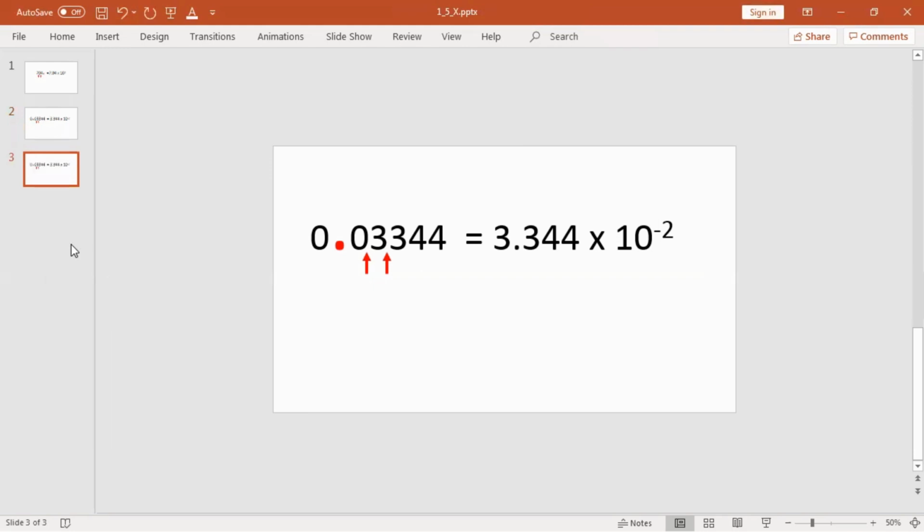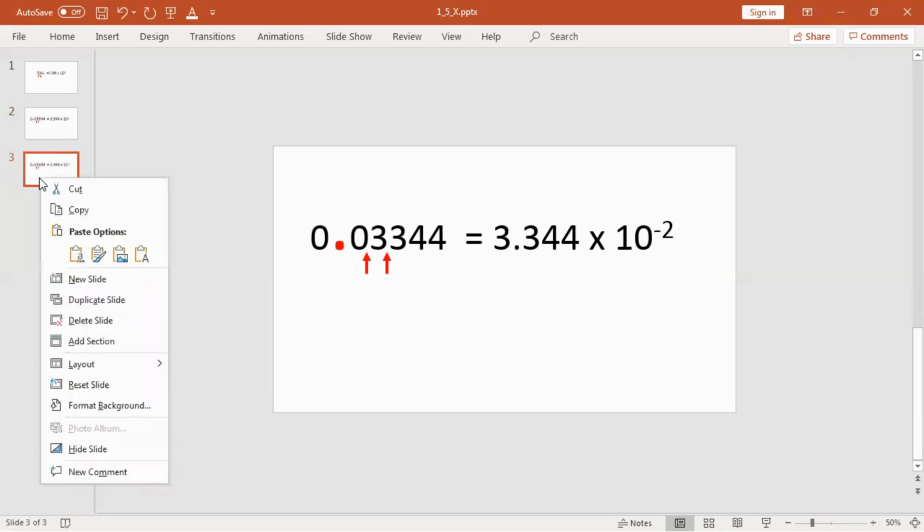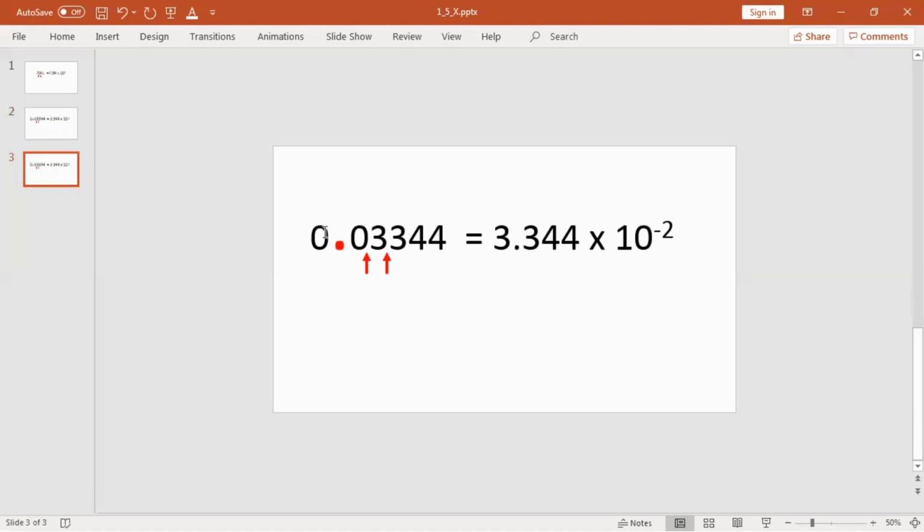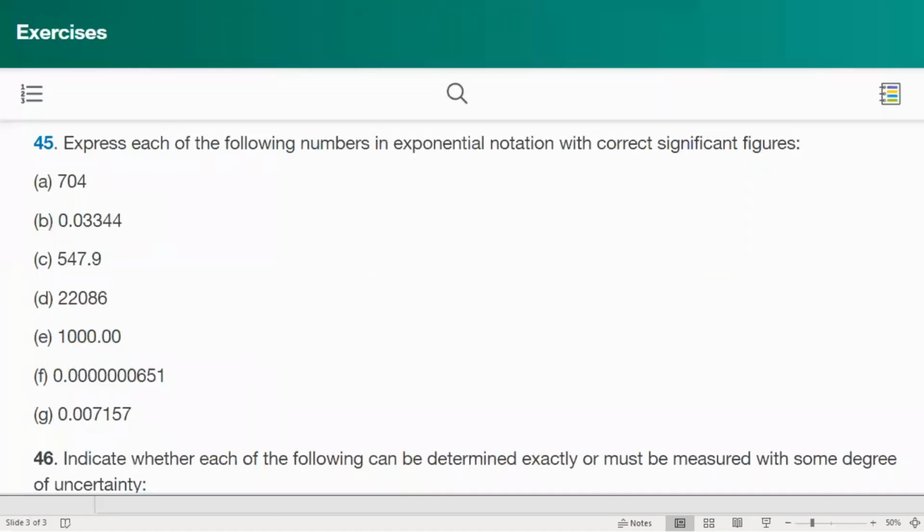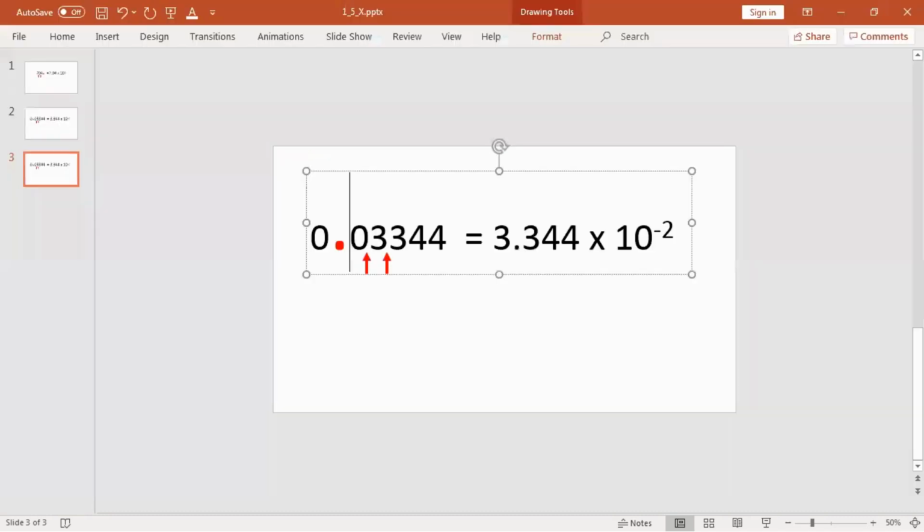Let me see which example we should use. I'll use a more challenging example. Let's do a couple challenging examples. So, 547.9. The correct answer is, let me just give the correct answer.